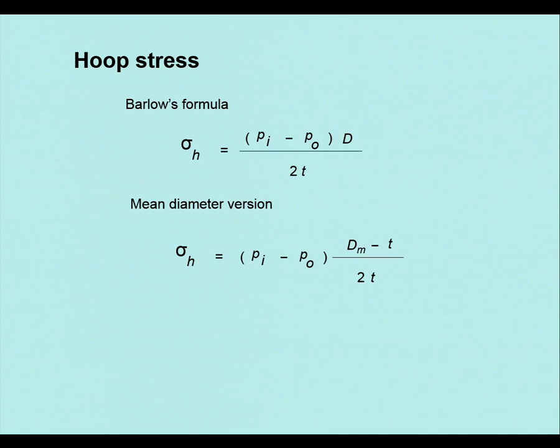Mean diameter version. So you put the hoop stress as P times (Dm minus T) over 2T. So that's a mean diameter version of it, where Dm is, as we've just said, the mean diameter, which Linda has written down.